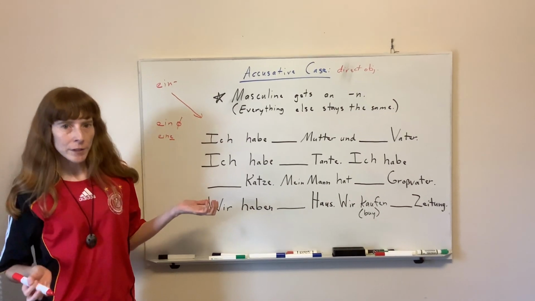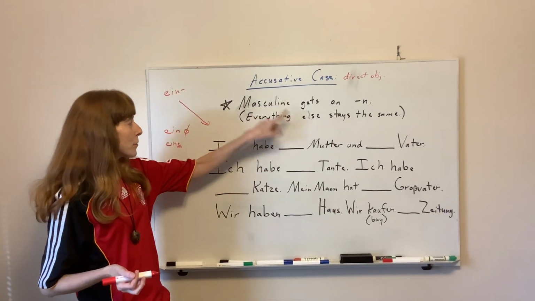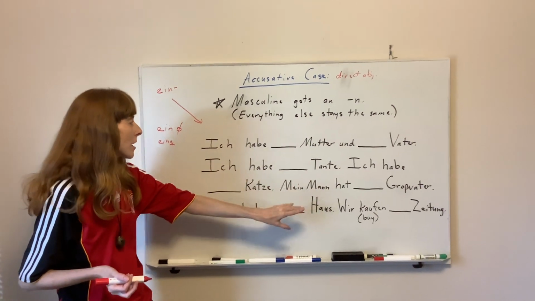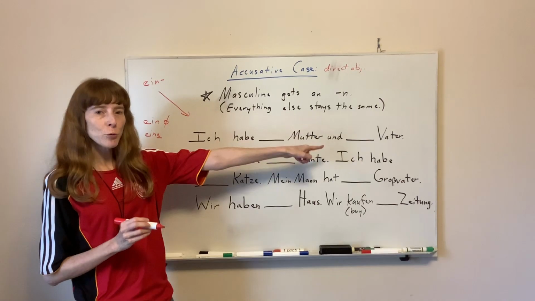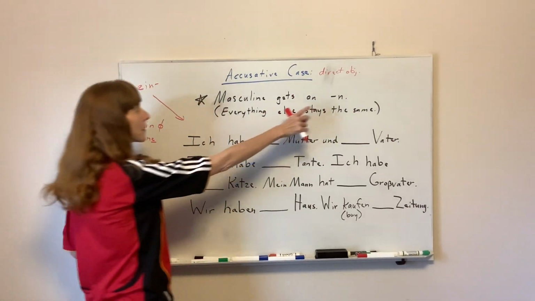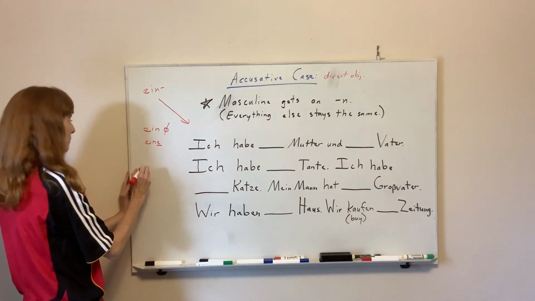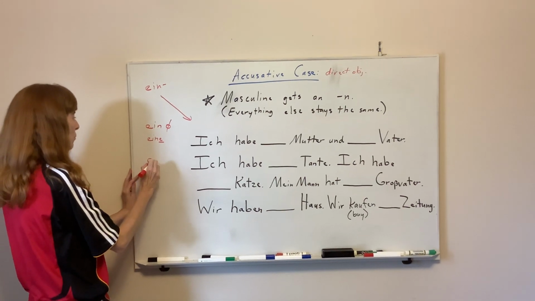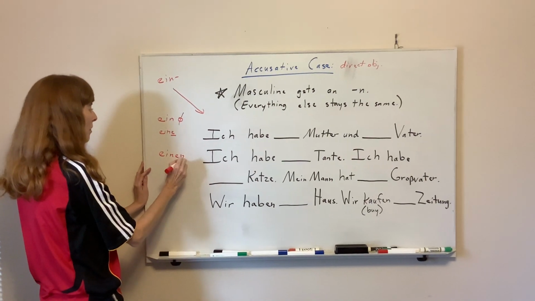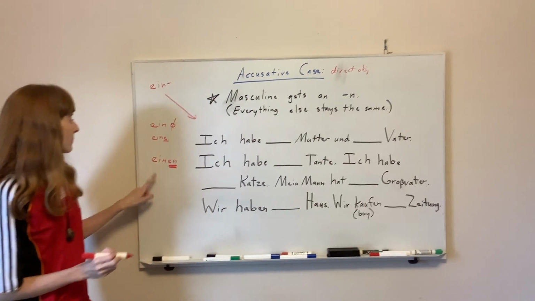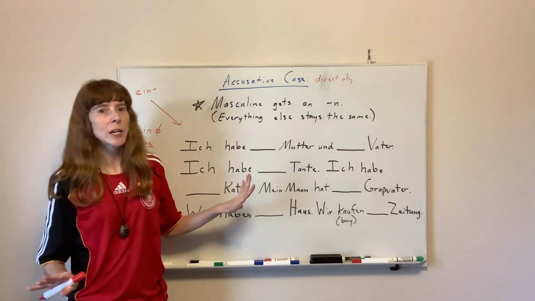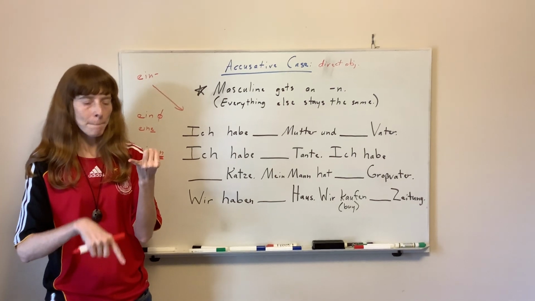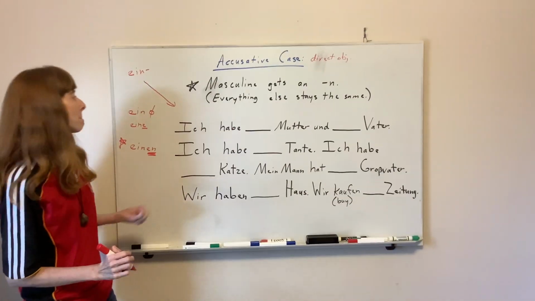Now what's going to happen here, if you see something masculine, such as Vater, that's a masculine word. If it's a direct object, you're going to add an extra N to that word. So you're going to end up with something like this. So just keep that in mind. And masculine's the only thing that changes. Feminine will stay the same. Neuter will stay the same.